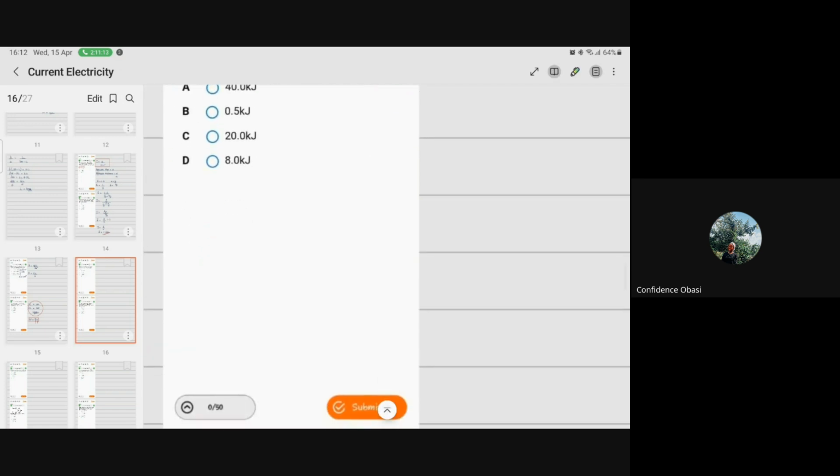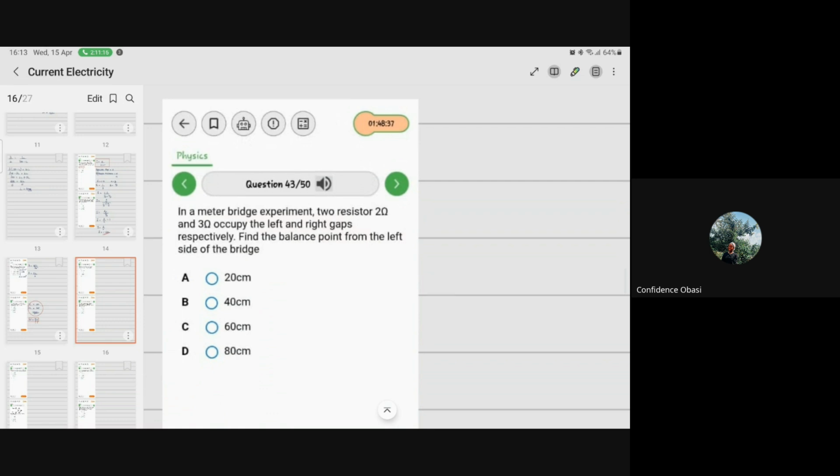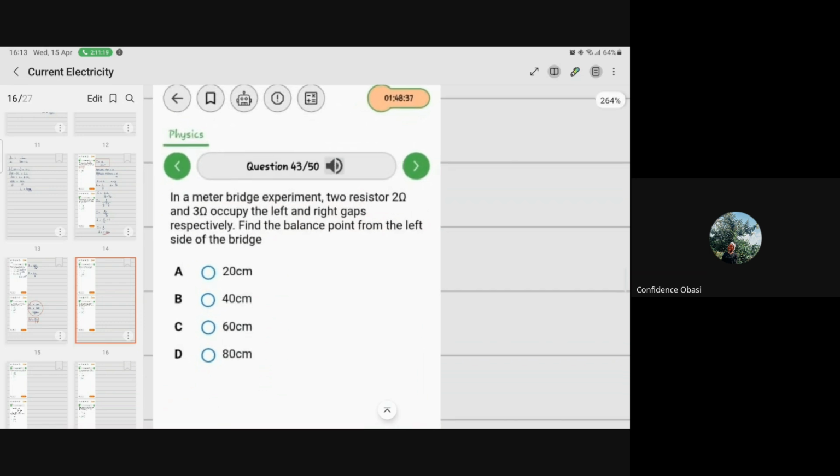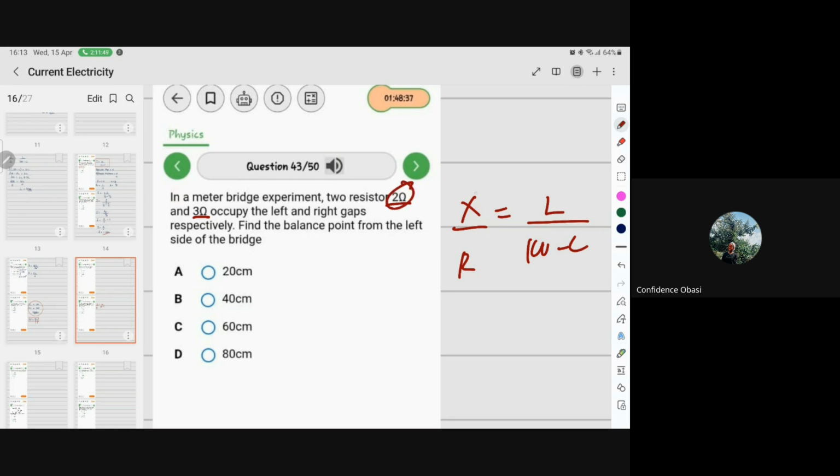I have a class at exactly 4:15. Okay, look at this one. In a meter bridge experiment, 2 resistors, 2 ohms and 3 ohms. Sorry, 2 ohms and 3 ohms occupy the left and the right. So remember that if they say the left, this is the left, this is the right. So the one that is the left should be on top. That left and right is what will tell you what you are doing. Remember, you have X over R equal to L over 100 minus L. So the one at the left hand side is this. 2 is here, 3 is here. Go ahead and now find the balance point.